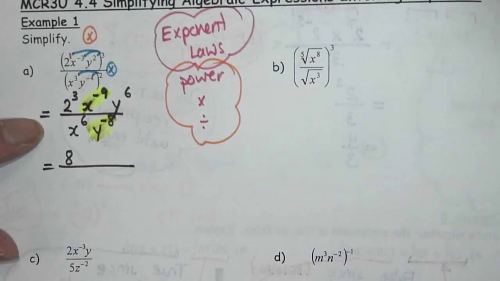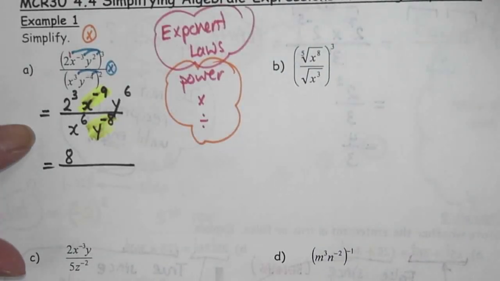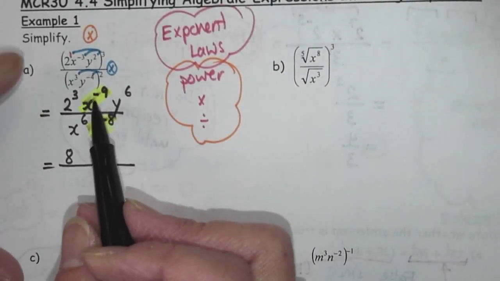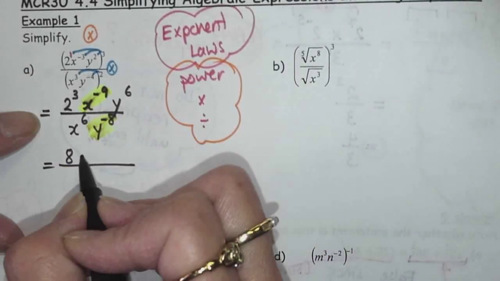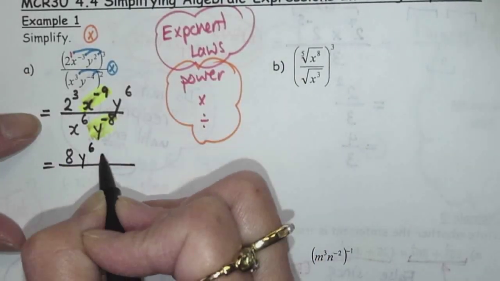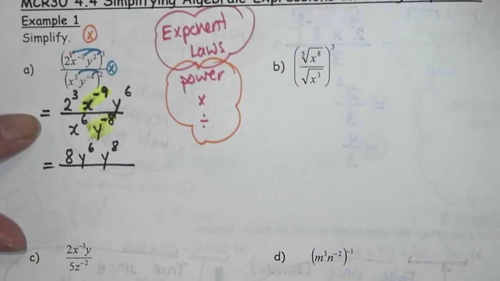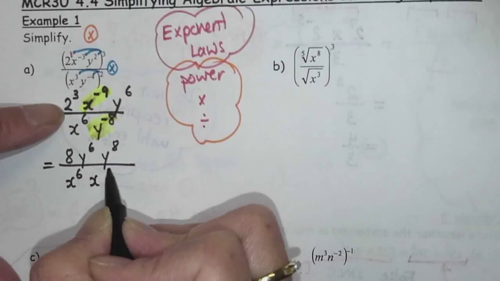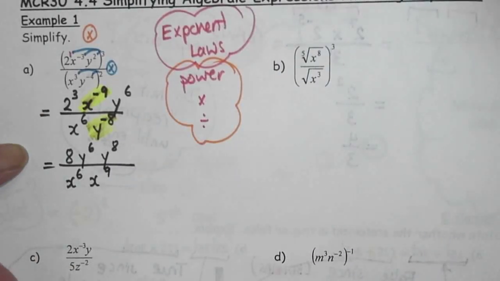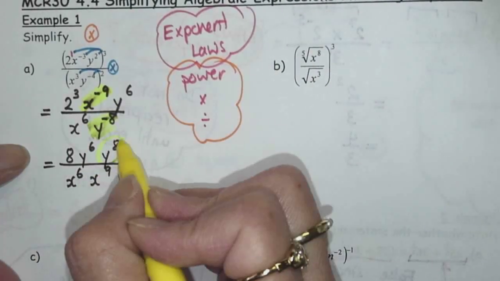The two yellow ones are negative, and we learned at the beginning of this chapter that if it's a negative on the top, we move it to the bottom. If it's a negative on the bottom, we move it to the top. So I'm going to move it. I can leave the y to the 6 and move the y to the 8 up, and I'm going to leave the x to the 6, and move the x to the 9 to the bottom, right? So these guys here moved.